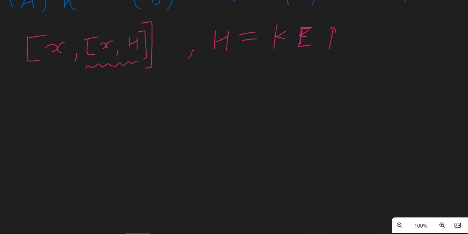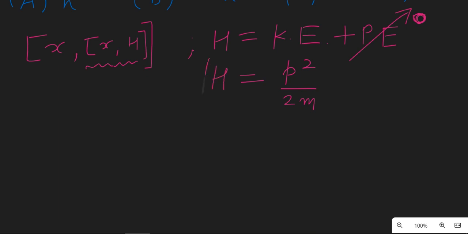So the Hamiltonian is nothing but kinetic energy plus potential energy. The kinetic energy of a free particle is P square divided by 2m, and the potential energy of a free particle is 0, because it is a free particle as given in the question. So your Hamiltonian will only consist of kinetic energy. So your H is P square upon 2m.